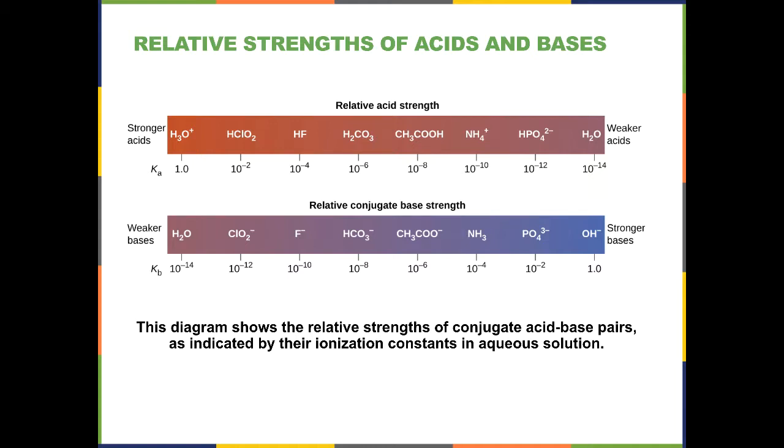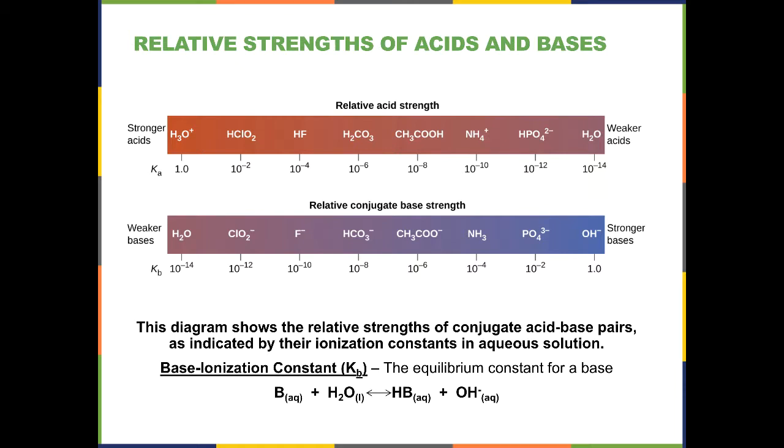You notice that the relationship is that the stronger the base is, the weaker the relative conjugate acid is, and conversely the weaker the acid is, the stronger the conjugate base is. And the converse is true as well. So the base ionization constant, Kb, is the equilibrium constant for the base, and that is this formula, and it looks very much the same, except now we're talking about the OH concentration instead of the hydronium ion concentration. And this is another formula you need to keep in mind.